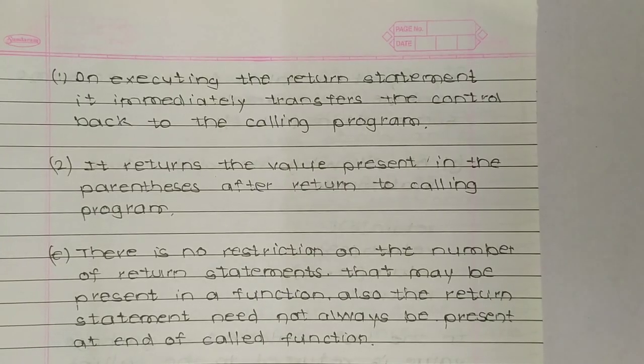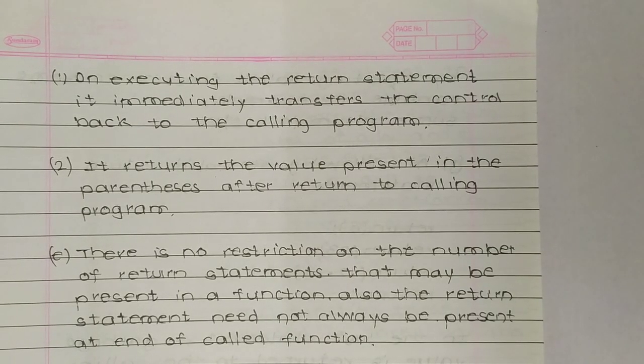First, on executing the return statement, it immediately transfers the control back to the calling program. That means after calling the return statement, it will immediately transfer the control back to the calling function, back to the calling program, that was main. So this was the first purpose.